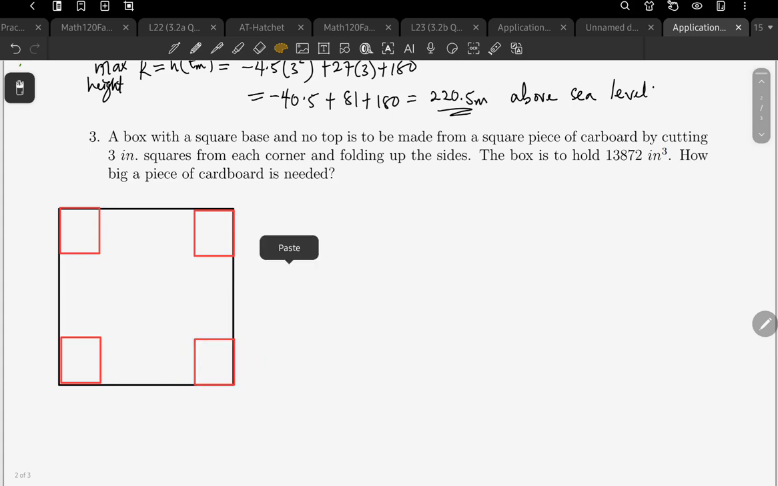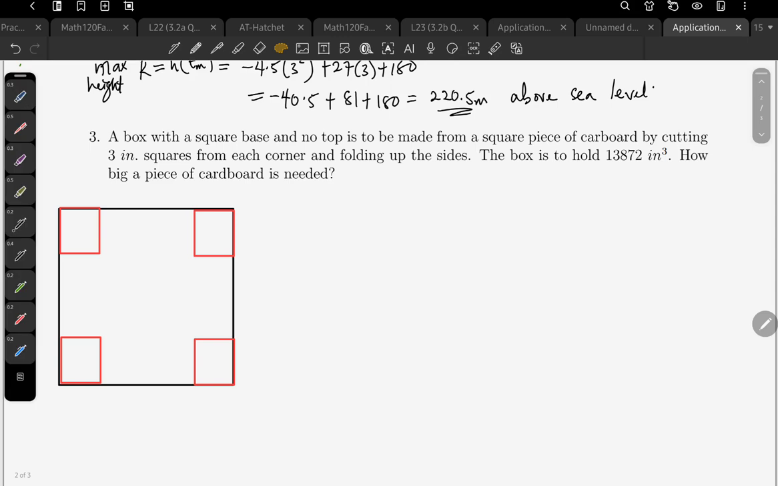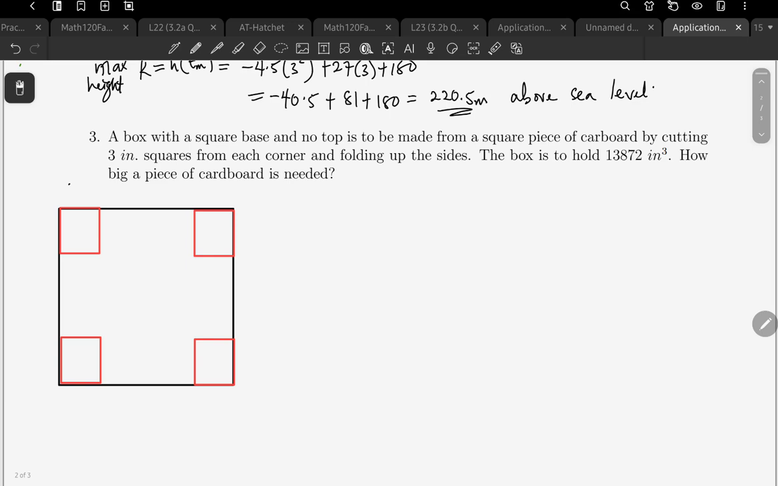So in this case, we started with a black cardboard, and it's a square, so all the sides of the black cardboard will be the same. Let's say they are all x in length. That's what we're looking for, how big of a piece of cardboard is needed. So we want to know the dimension, x by x.